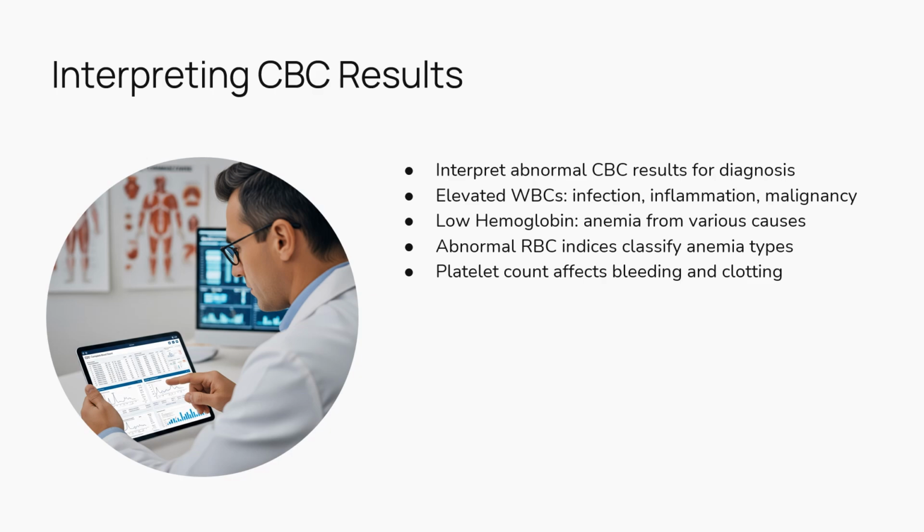For red cell distribution width, an elevated RDW indicates anisocytosis, which is a variation in red cell size, which suggests mixed anemia types or evolving anemia. Platelet count abnormalities: we can have thrombocytopenia, which means low platelet count, so an increased risk of bleeding may result from bone marrow failure, autoimmune destruction, or medication effects. Thrombocytosis is a high platelet count, which can increase clotting risk and may be reactive in inflammation or infection, or primary from myeloproliferative disorders.